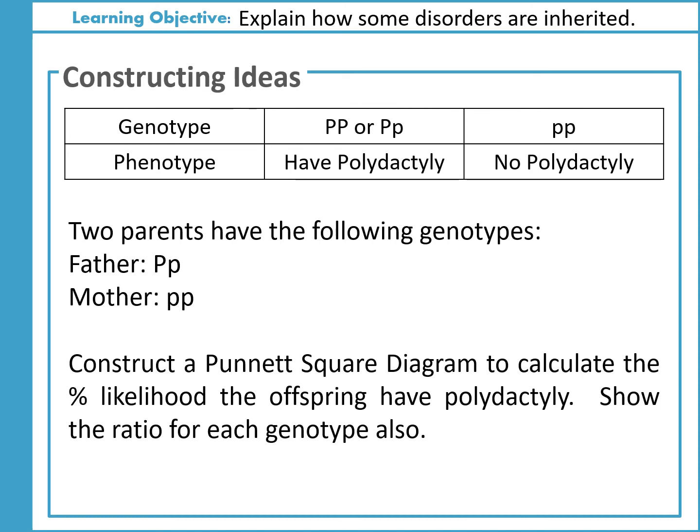In order to not have it, you must have both of the recessive alleles, so little p. So if we've got 2 parents with the genotypes, father is big P, little p, and mum is little p, we're going to construct a Punnett square diagram and have a look at the likelihood of the offspring having polydactyly. And then I want you to write down the ratios as well for each of the different conditions. Okay, let's pause the slide and have a go at that, please.